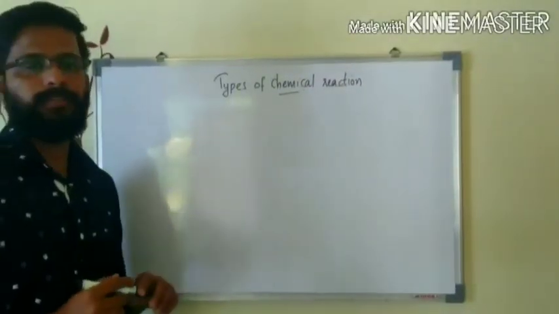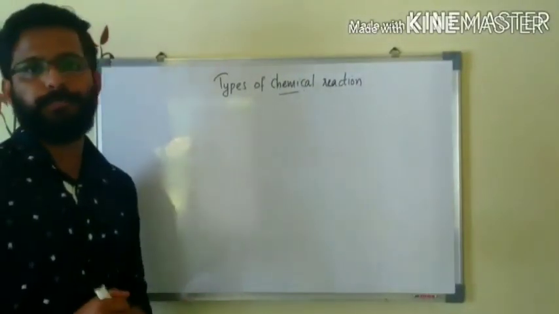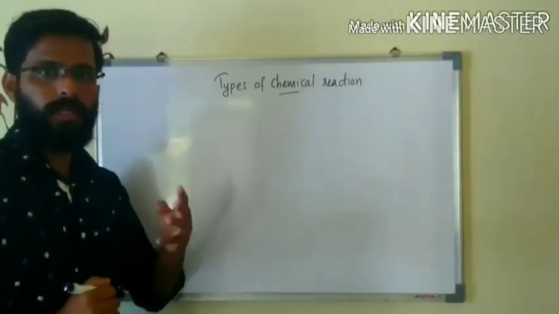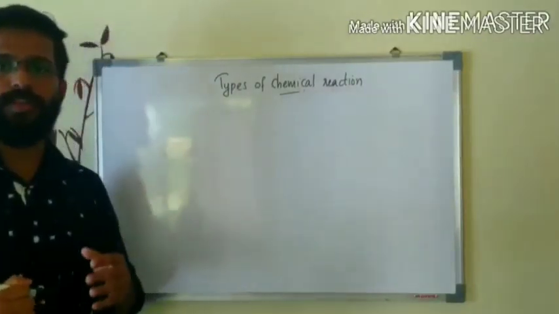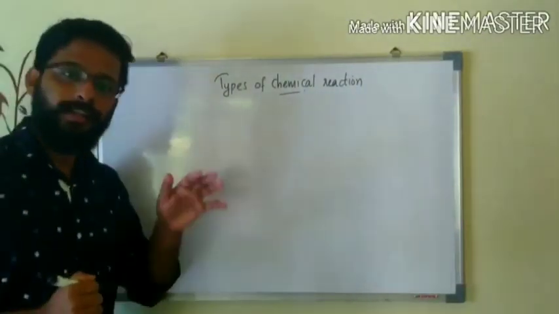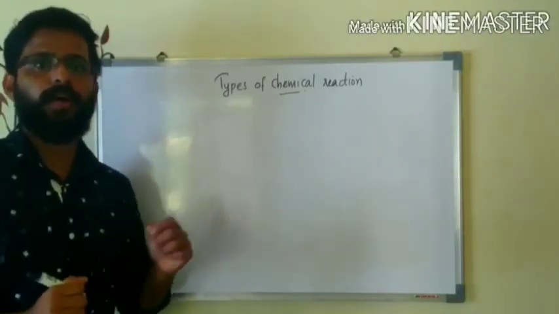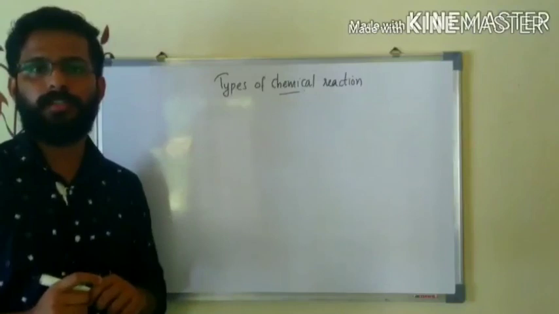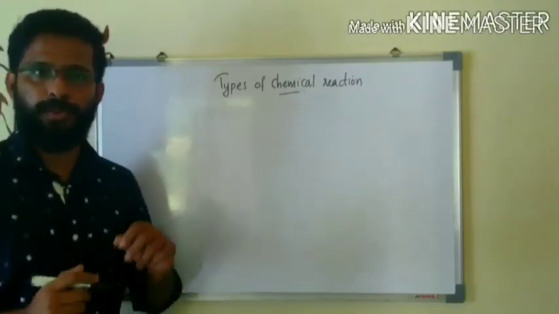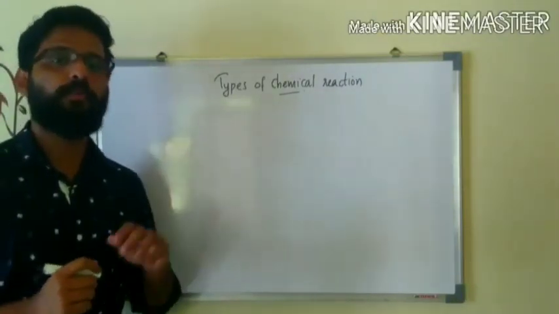So last day we discussed types of chemical reactions. There are four types: combination reaction, decomposition reaction, displacement reaction and double displacement reaction. Last video I discussed combination reaction, so just go through that video. Today I am going to discuss decomposition reaction.